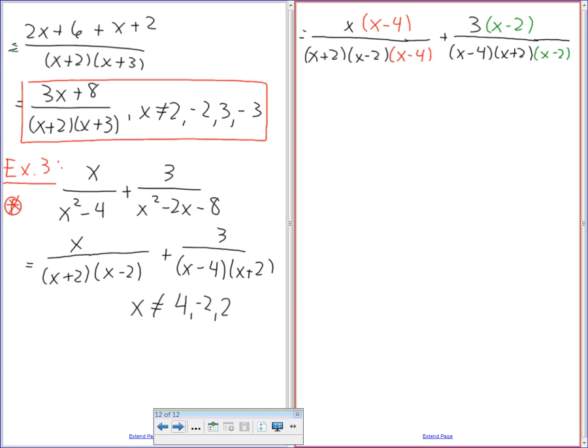Okay, can somebody please tell me what to do on the next step? Good. So what's x times x minus 4, please? And on the right-hand side, 3 times x minus 2 is?